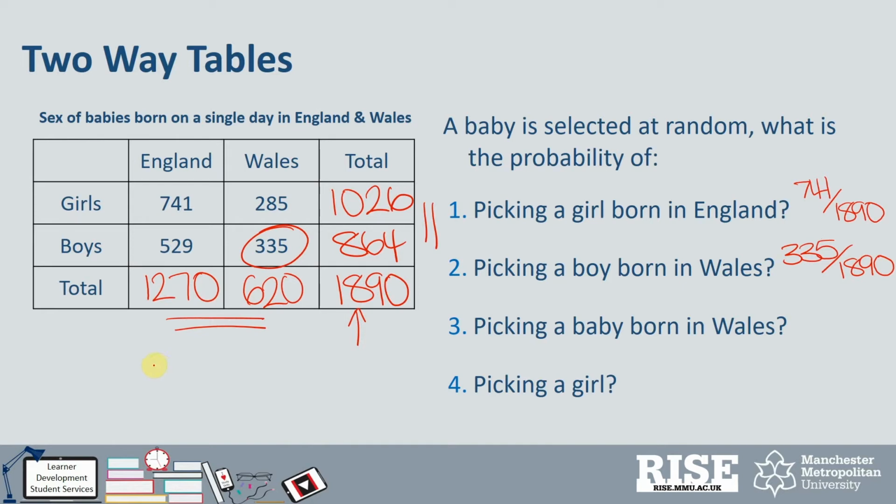What about picking a baby born in Wales? So it can be a girl or a boy. Well, in total, there were 620 babies born in Wales, out of a total of 1,890. What's the probability of picking a girl then? Well, there were 1,026 girls out of 1,890. So we can calculate probabilities based on these two-way tables. You'll notice that I've done them as fractions, but it is possible to represent a probability as a decimal or a percentage also. I just find fractions work easier given the information is already given as raw numbers in the table.